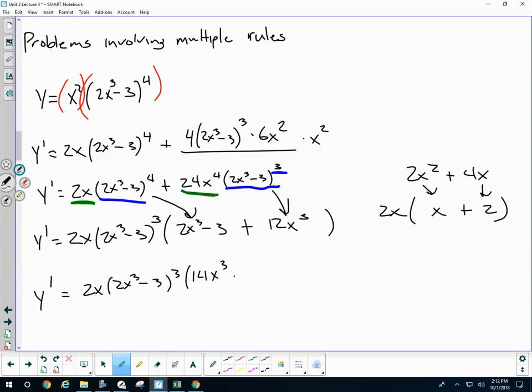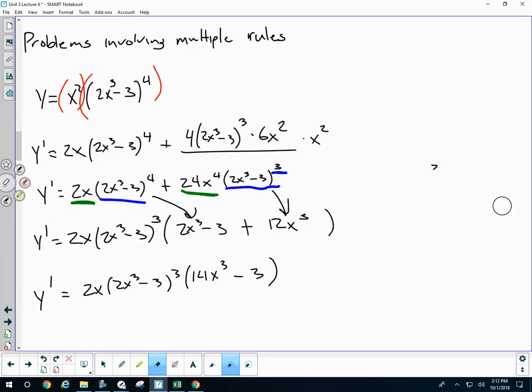Now, we will be able to see this as an answer on a multiple choice question. Sometimes when you have multiple rules, we will be forced to simplify more than we may be comfortable with. But this is a secondary thing, this simplification. The main part of what we did is right here, where we use the product rule, and within the product rule, we use the chain rule. This is just simplify.